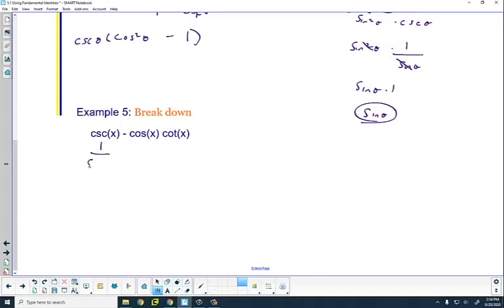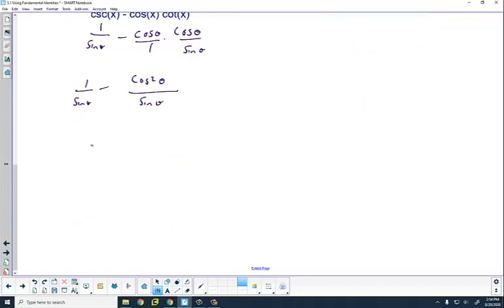So this is 1 over sine, according to my reciprocals. This is just cosine over 1. And cotangent is cosine over sine. All right, I have 1 over sine minus cosine times cosine, which is cosine squared. 1 times sine is sine. So I'm multiplying across. Knowing my algebra, I'm just multiplying across. Look, I have common denominators. Awesome! So my common denominator is sine.